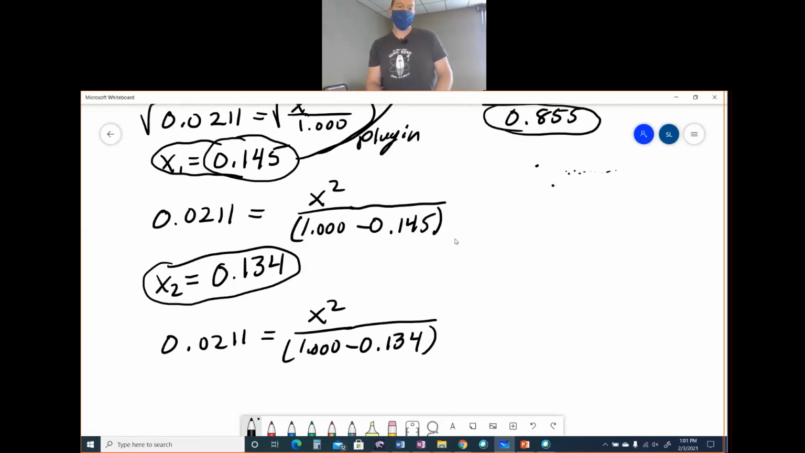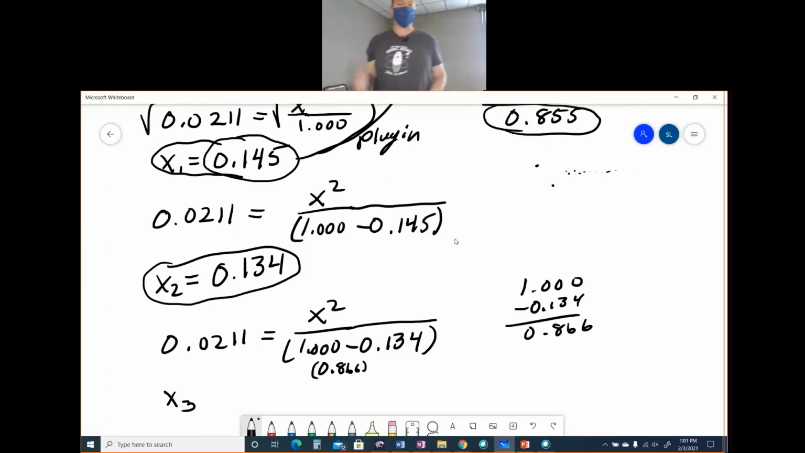And then we get our X3 value. So when you take your 1.000, subtract your 0.134, here you get 0.866. Multiply both sides by 0.866, and then take the square root, and you will get your X3 value of 0.135.